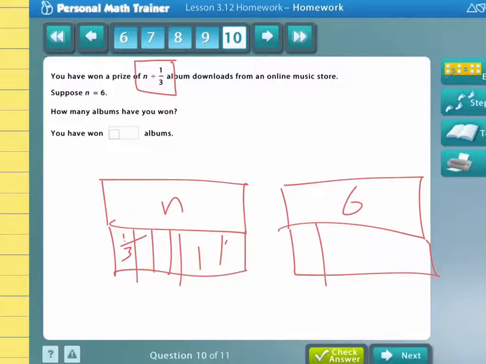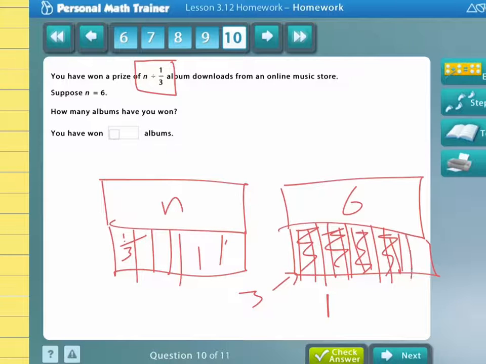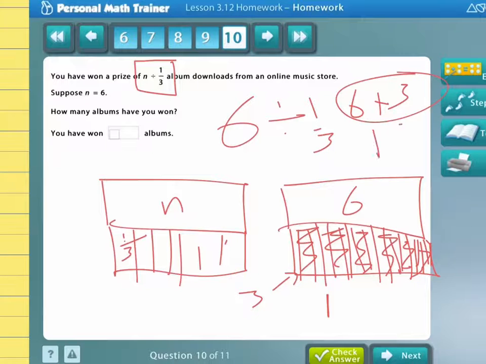Well, I'm just going to mark 1. If this is 1 of the 6, how many thirds are in that? There are 3 thirds in one whole. So there would be 3 thirds in one whole, 3 thirds in another whole, 3 thirds in the third one, 3 thirds in the fourth one, 3 thirds in the fifth one, and 3 thirds in the sixth one. A third, a third, a third makes 1. So 6 divided by 1/3 is the same as 6 times 3, keep change flip, which is going to be 18. So there will be 18 albums in your prize.